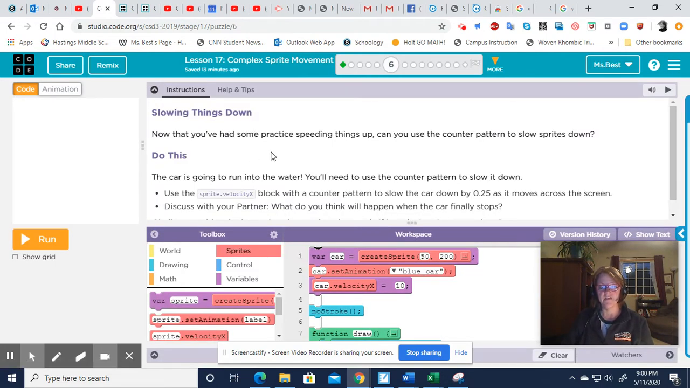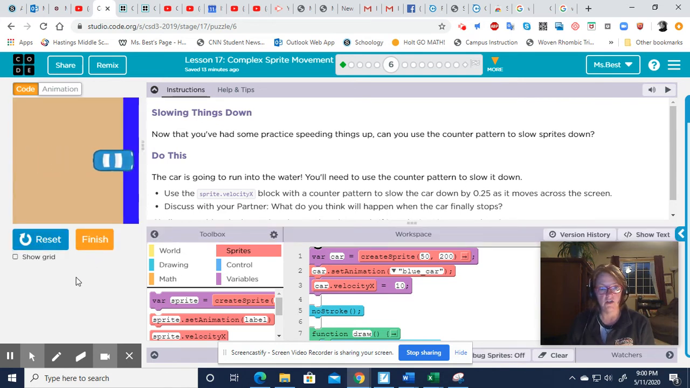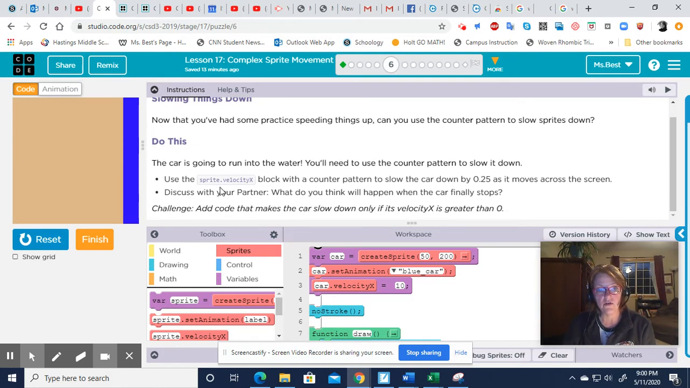Slowing things down. All right, so everything we've done so far, whether it's been the car moving across, the bubble going up, the rock falling down, everything has increased in its speed. You can also use this to slow things down. Okay, so this car is going to run into the water. What? Ah, that's no good. So it says we need to use the counter pattern to slow it down. Use the Sprite velocity x block with a counter pattern, okay, to slow the car down by 25 hundredths as it moves across the screen.